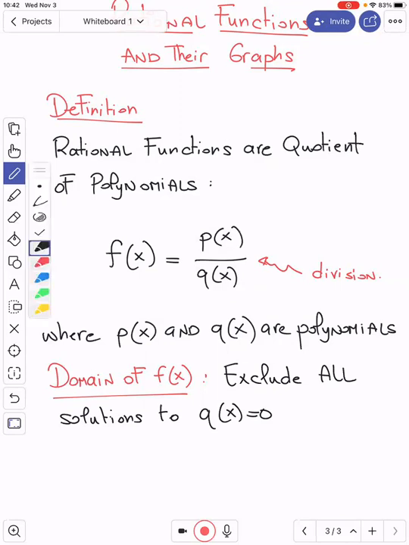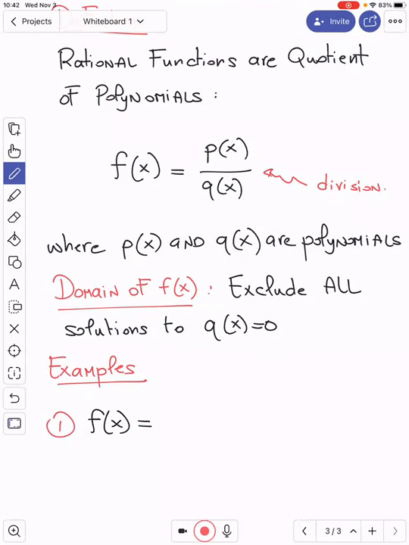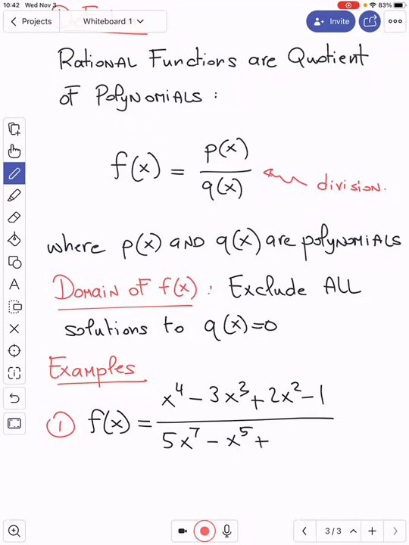Now, some explicit examples of rational functions. For example, f of x is equal to, let's say, x to the fourth minus 3x cubed plus 2x squared minus 1, over, let's say, 5x to the power 7 minus x to the fifth plus x cubed minus x.